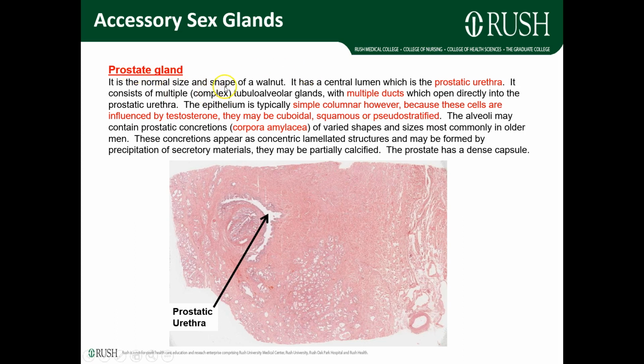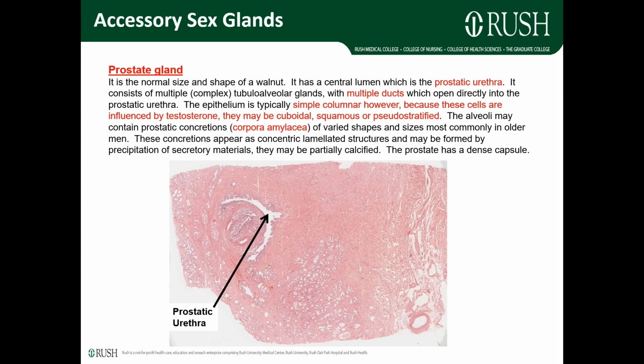The structure also nearby is the prostate gland. This is about the size of a walnut, has a central lumen, which is the prostatic urethra, which is shown here in this picture, and you will see that in the lab as well. It consists of multiple tubuloalveolar glands and multiple ducts, which open directly into this prostatic urethra. So this is all pretty much secretory portion, which then eventually ends up in this prostatic urethra region.